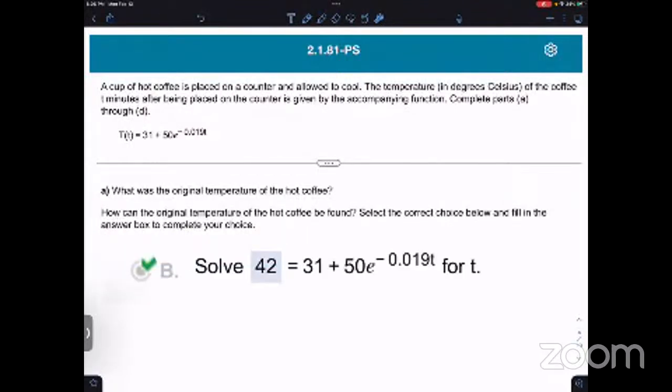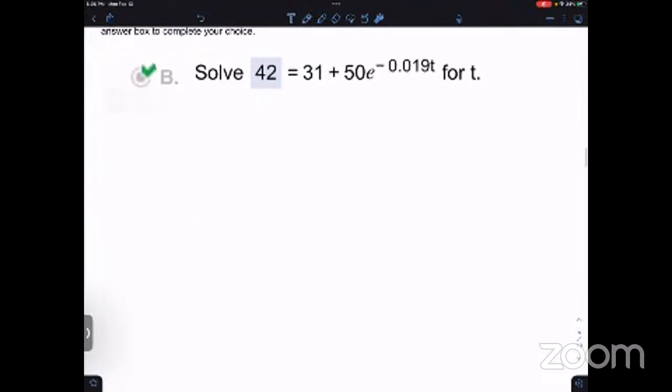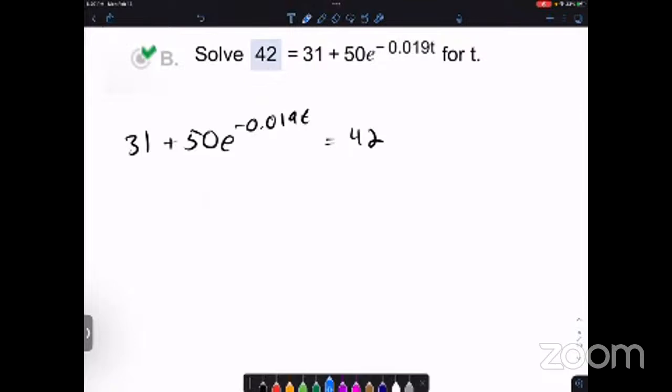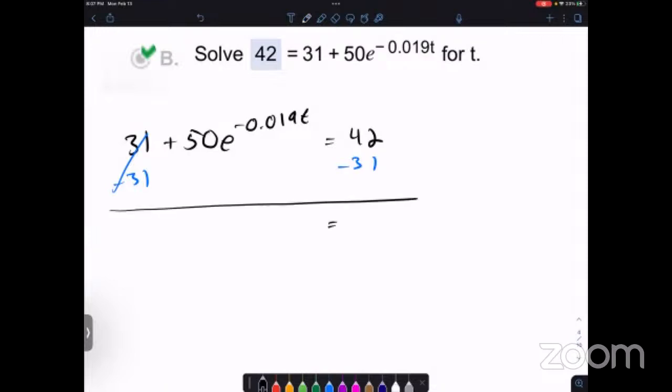Okay, so let me start by getting a copy. We got 31 plus 50 e to the negative 0.019 t equals 42. We're solving for t. So the first maneuver, we're going to subtract 31 on both sides. These are going to cancel. So then the equal sign comes down. On the left, we're going to have 50 e to the negative 0.019 t. On the right, for right now, I'm going to leave it as 42 minus 31.